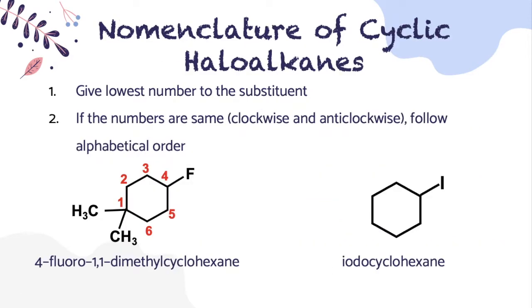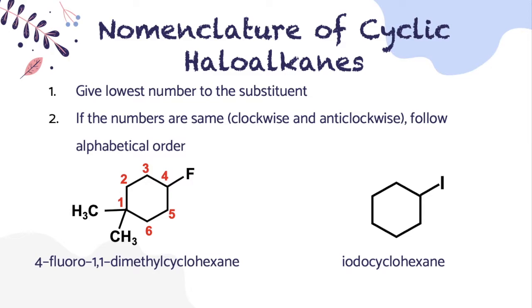For cyclic haloalkanes, give the lowest number to the substituent. If the numbers are the same for clockwise and anti-clockwise, follow alphabetical order. So the rules are very much the same as for straight chain haloalkanes. For this compound, the parent is cyclohexane because it contains 6 carbons in the ring, and it has 3 substituents, 1, 2, 3. So you must have 3 numbers in naming a cyclic haloalkane.